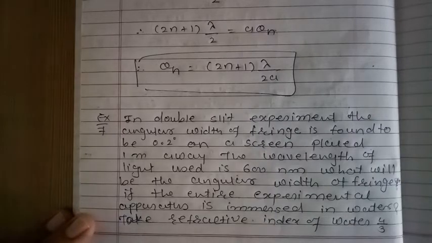Simple, right? Again I repeat, we know that theta is equals to lambda by a, or theta is equals to lambda by d. You can assume a or d as you wish, but here it is constant, so theta depends on lambda, but we know that lambda changes if the medium changes. So the new wavelength lambda dash is equals to lambda by n. So our new angular width is equals to the given angular width upon refractive index, right?